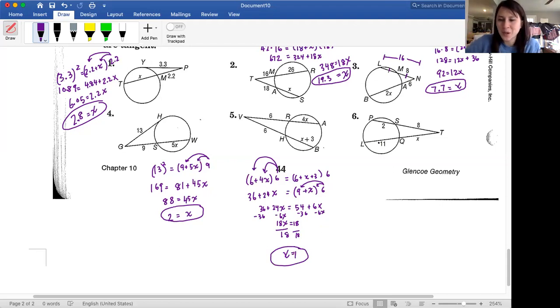Last problem. Maybe this will be the easiest one. We'll find out. Okay, maybe not. So this entire length, 8 plus 2, is 10. So now we have 10 times 8 equals (11 plus x) times x. Okay, we've got to distribute our x in. And so we have 80 equals 11x plus x squared.